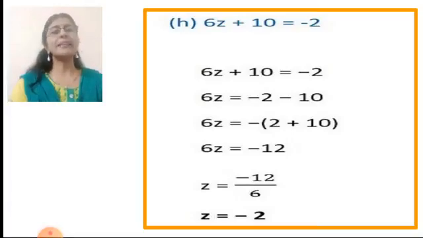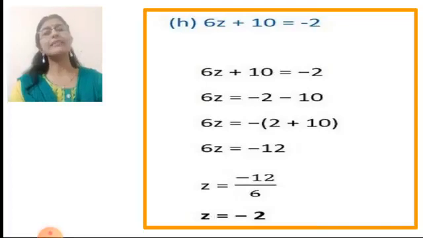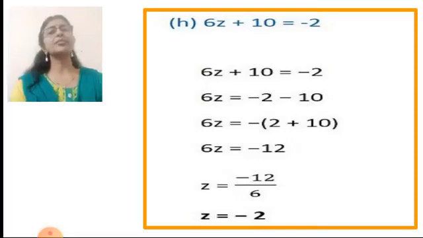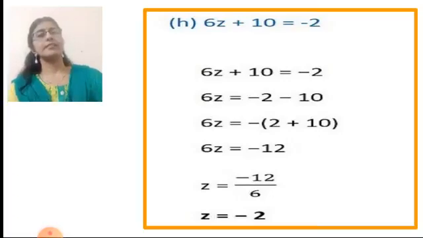So then z will be equal to 6 upon 6, z. 6 upon 6 will be cut, you will get 1z, and minus 12 will be divided by 6. So minus 12 divided by 6 will be 2, since 6 2s are 12. So you will get 2 in the numerator, and it has a minus sign. So z will be equal to minus 2. Children, practice all these sums again in your notebook.